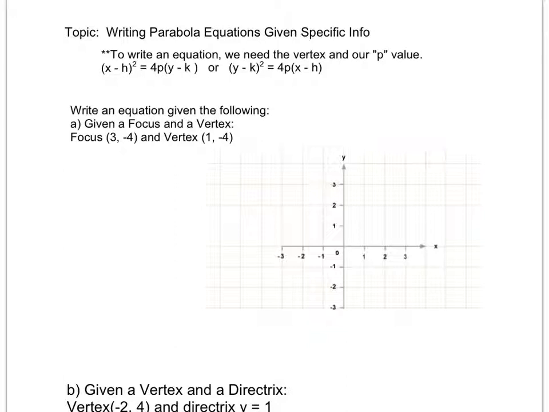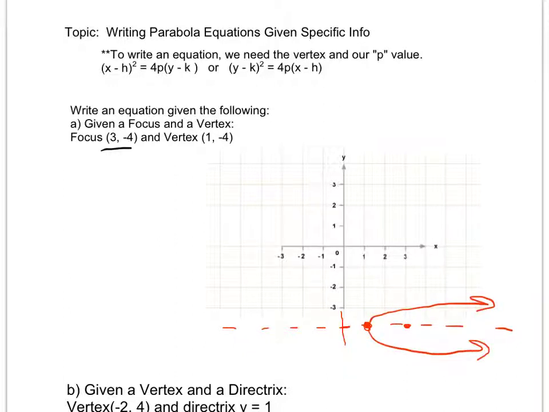So I'm going to look here, and I'm told my focus is 3, -4. I'm going to change colors. So I'm going to go over 3 and down 4 on my graph, so I'd be about right here. My graph paper here that I was able to find isn't exactly perfect. And then I want a vertex of 1, -4. So I'm going to go over 1, down 4. Here's my vertex. Well, I know my focus is always going to be inside of my parabola. So that tells me that my parabola must open up here.